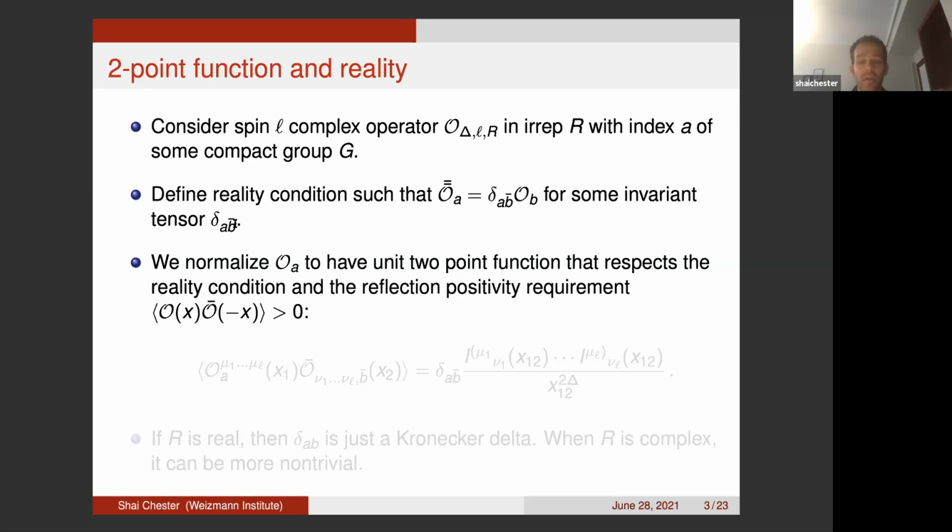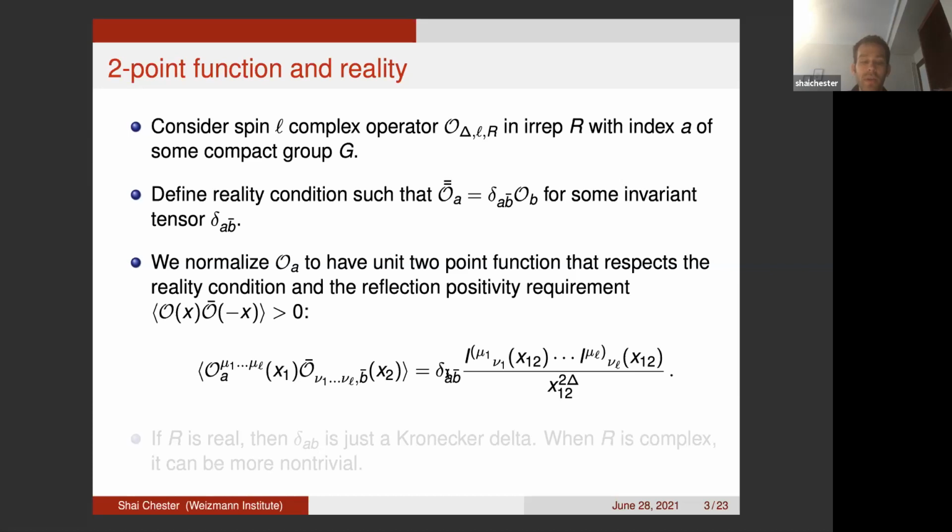One simple choice, which is the choice we're going to make, is to give the following normalization of the 2-point function. You see that it looks exactly the same as the 2-point function when you didn't have any global symmetry indices, except now you have this invariant tensor delta AB bar appearing here.